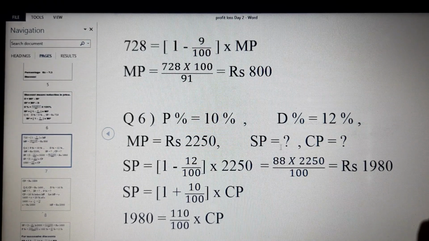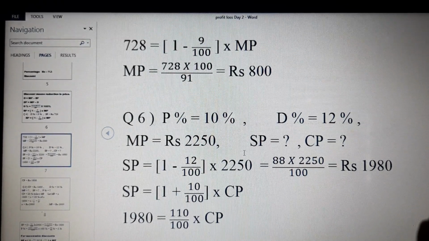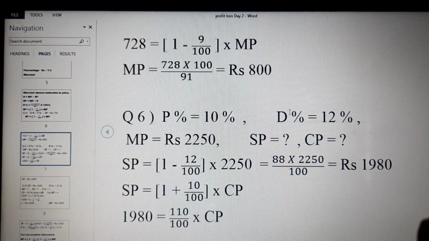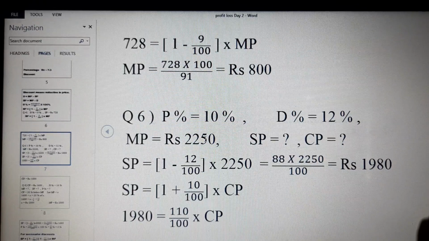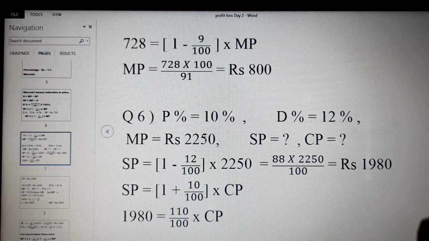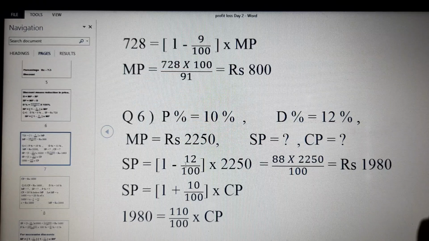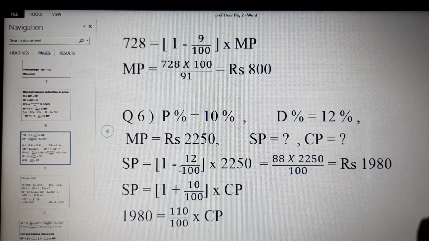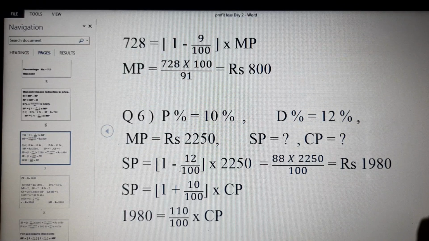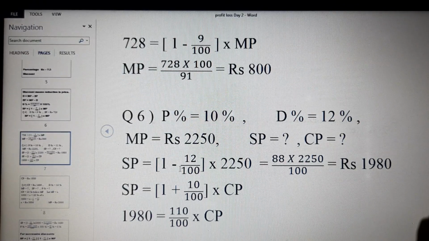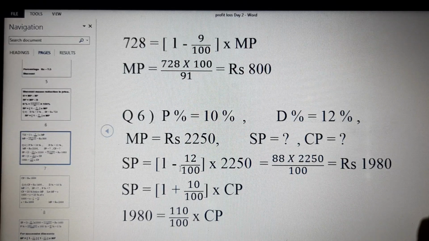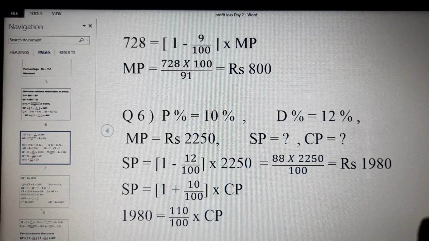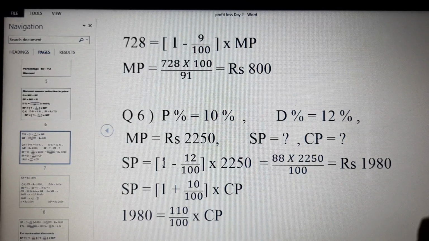So we'll calculate selling price first of all. We'll check whether we can calculate selling price or not. With the help of discount percent and MP, can we calculate selling price? Formula says selling price is equal to 1 minus D upon 100 into MP. Clear? So we can calculate selling price with the help of discount percent and MP. So we'll use the formula.